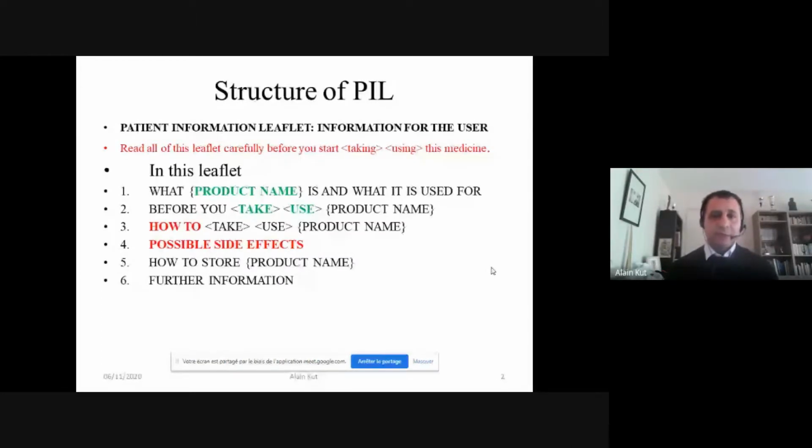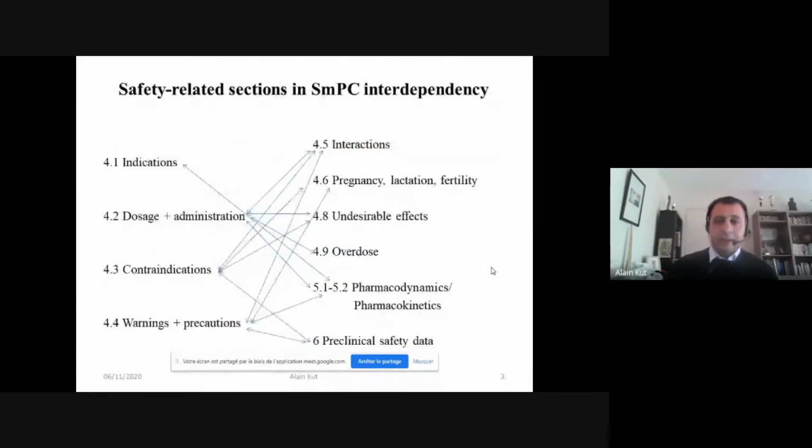which also provides information to healthcare professionals and to patients. The parent of the SMPC is the internal document within the pharmaceutical company that we call the company core data sheet, that includes also the company core safety information. Here we can see in the slide the interdependency between the different sections of the SMPC.